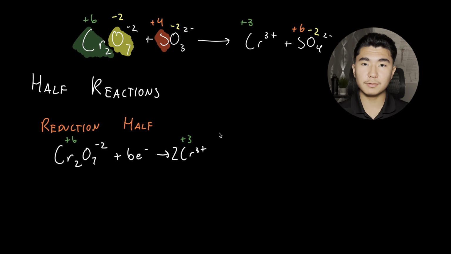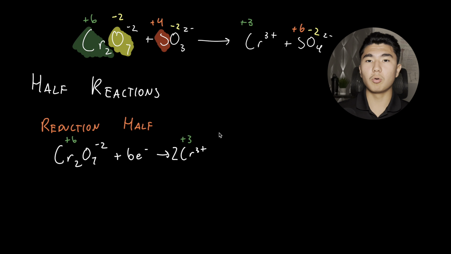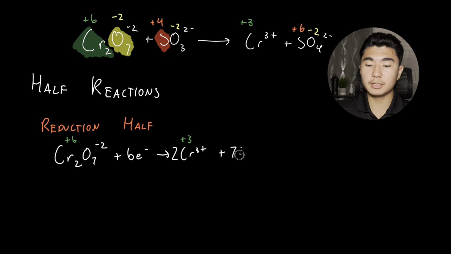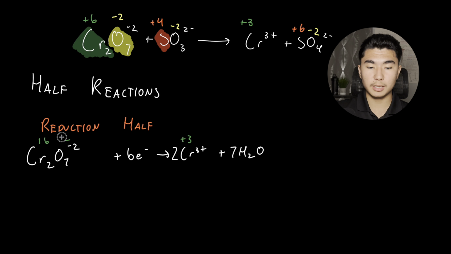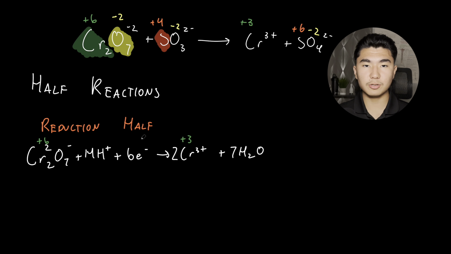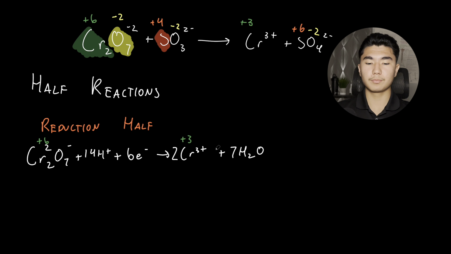So with the reduction half, we need to be adding either hydrogen or water in order to balance this equation. One thing we can do automatically is add 7H2O. That takes care of our 7 oxygens, but then we have 14 hydrogens over here. So all we have to do is add those 14 hydrogens. This is just going to be plus 14H+, and that is our final reduction half reaction. As you can see, it's fully balanced because we added 14 hydrogens and 7 waters.